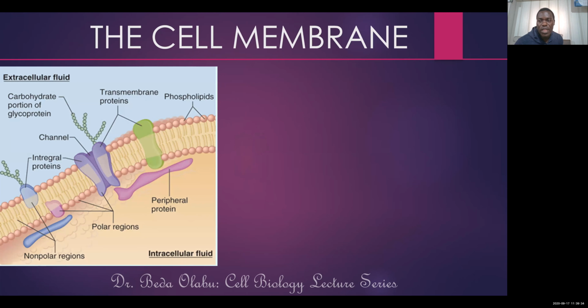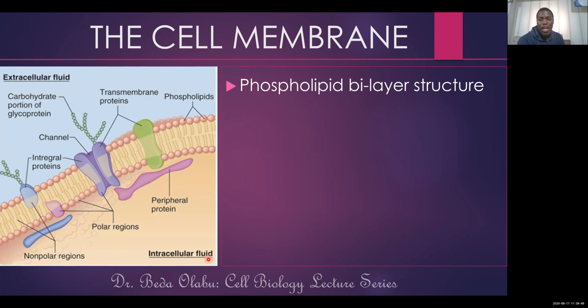I want us to then discuss those 3 components of the cell. Let's start with the cell membrane. The cell membrane is described as being a phospholipid bilayer structure. What does that mean? It means that you have 2 layers of phospholipids.